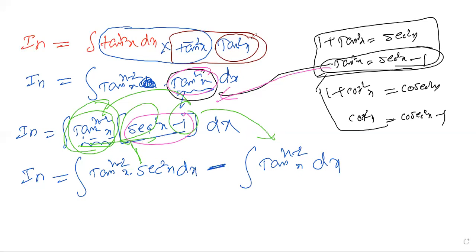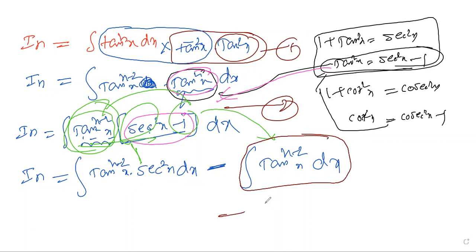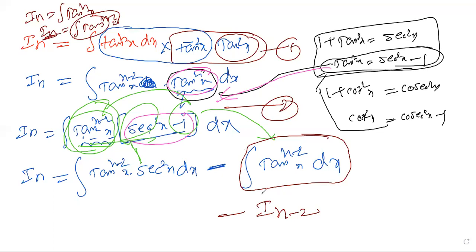Okay. Step number 2 is done, and step number 1 was important. Step number 3 I am going to write. Instead of this, can I write I n minus 2? Because I n is the integration of tan power nx dx, I n minus 2 is the integration of tan power n minus 2 x dx. So that integral I can write as I n minus 2.